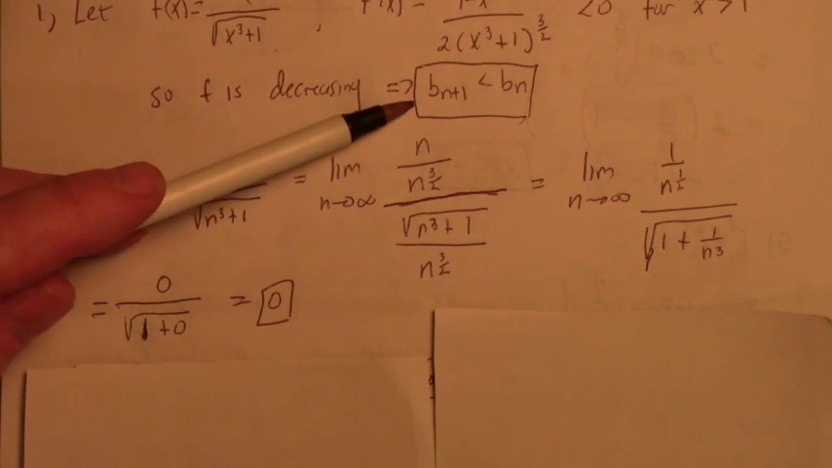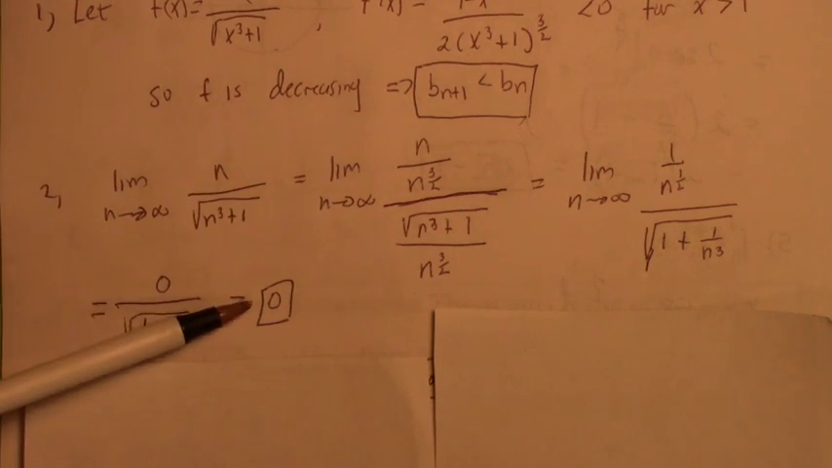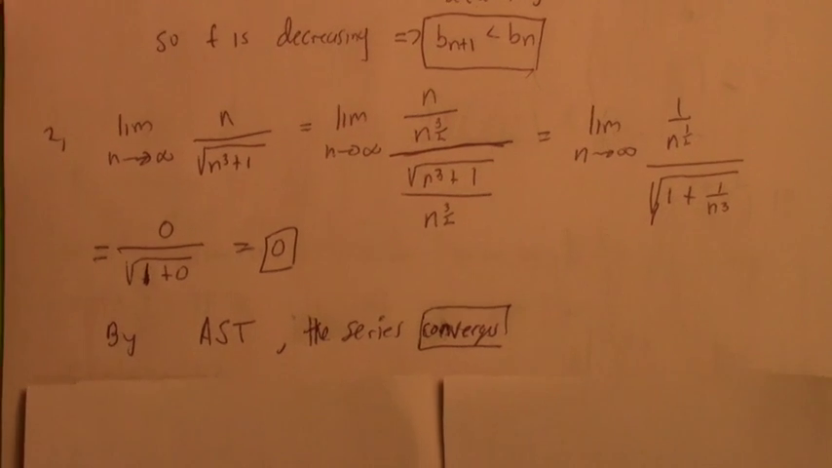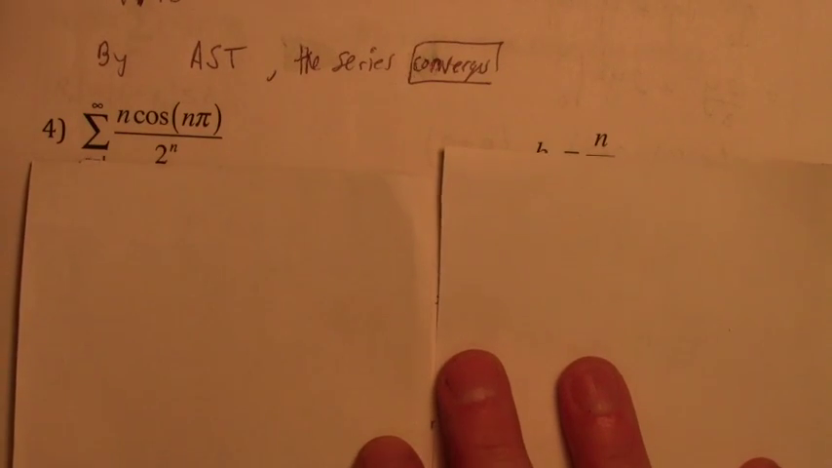So look, we showed the b sub n's are decreasing, and the limit as n goes to infinity of b sub n is 0. Therefore, this series converges by the alternating series test.